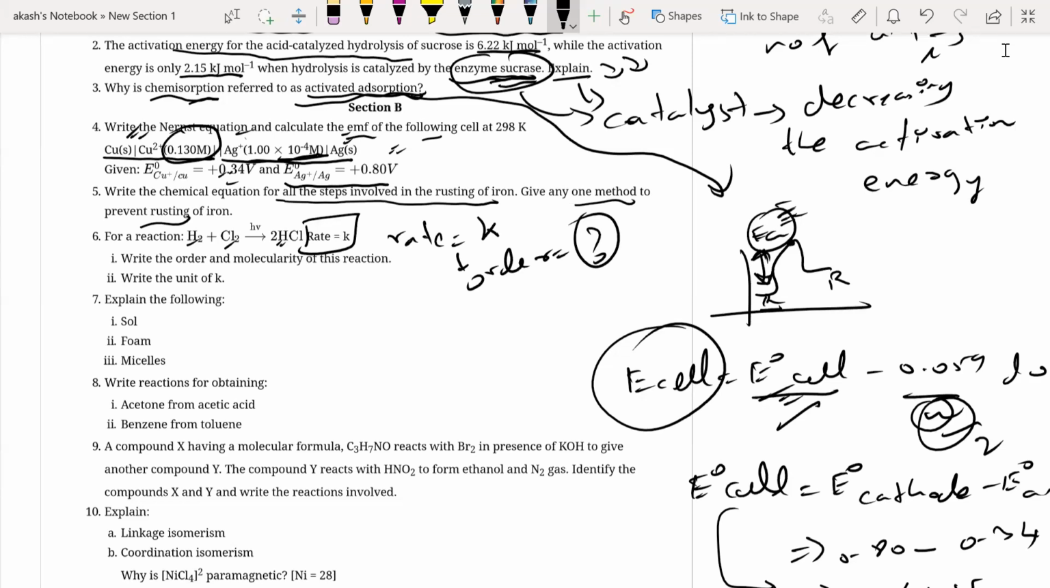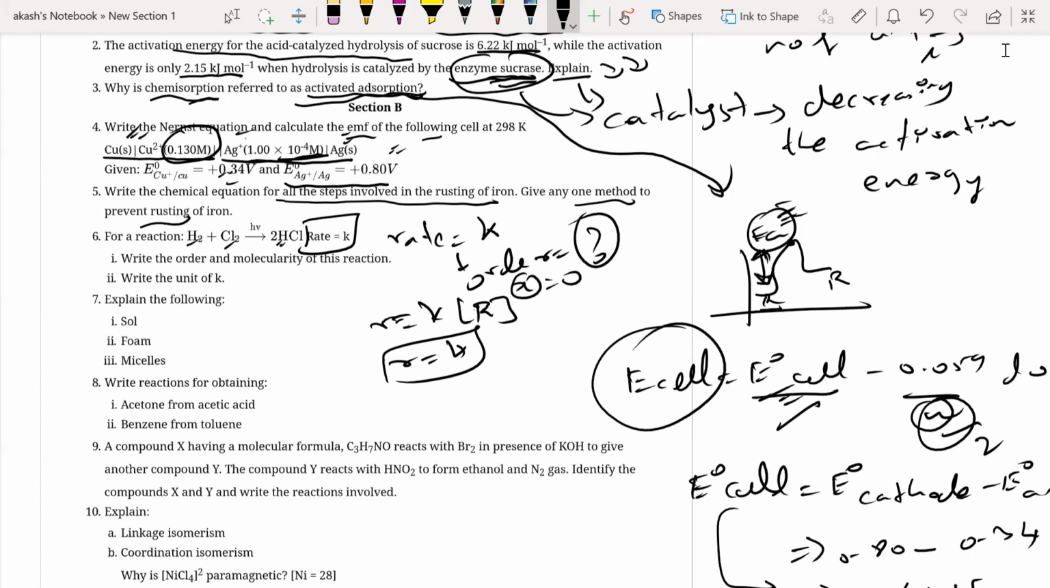Zero, right? Obviously, because we generally write R is equal to K into concentration power some X. Only if this power is equal to zero will I have the equation R is equal to K. So you can easily understand that this is a zero order reaction. They have asked for both order and molecularity. Order is zero.